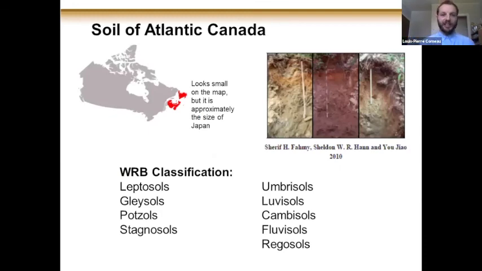So we are based in Atlantic Canada. It can look small on a map, but Atlantic Canada is approximately the size of Japan. It's hard here to increase soil organic carbon because our soils are young, silty loam with very little clay, a lot of slope, and the soils are shallow. And the main crop here is potato, which requires heavy hilling and heavy tillage. The main soil groups in the international classification system are leptosols, gleysols, podzols, stagnosols, umbrisols, luvisols, cambisols, fluvisols, and regosols, which are all relatively young soils, in which it is harder to increase soil carbon.